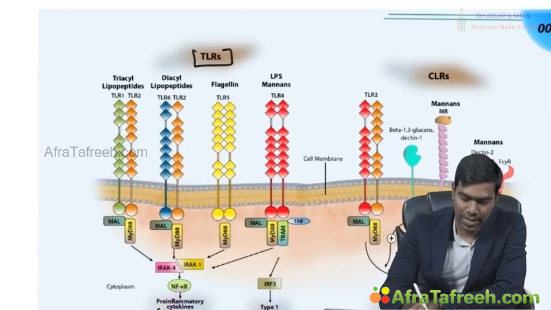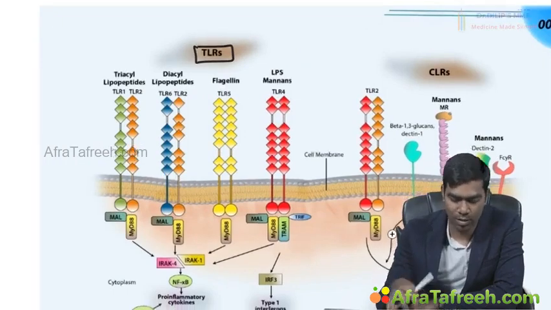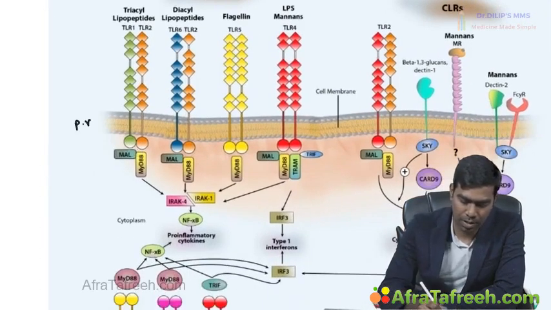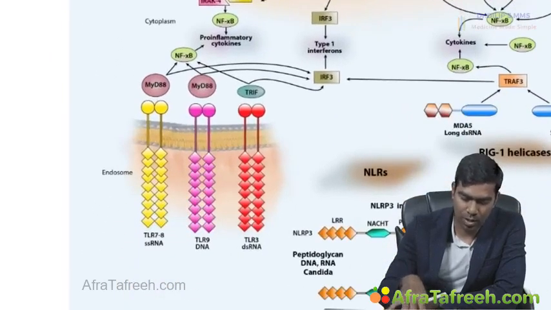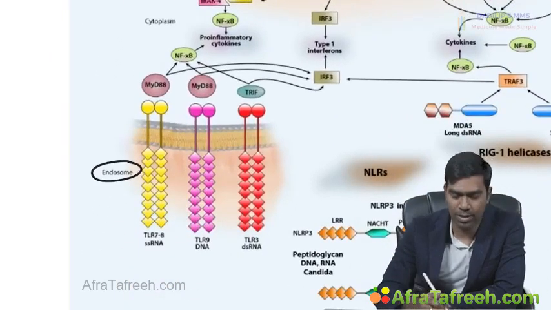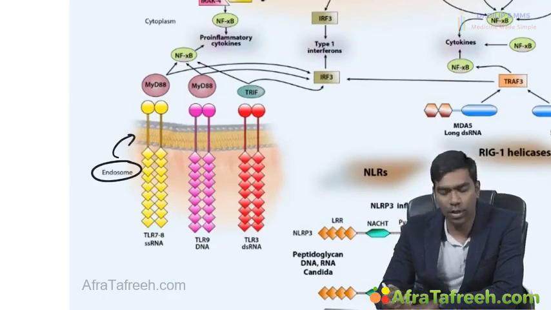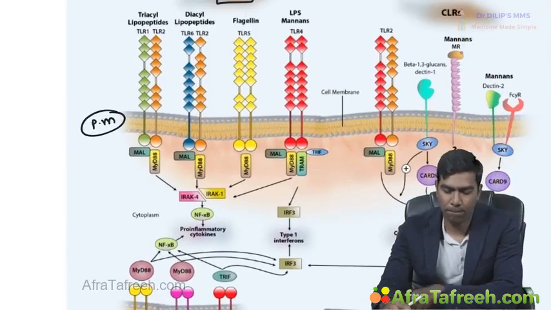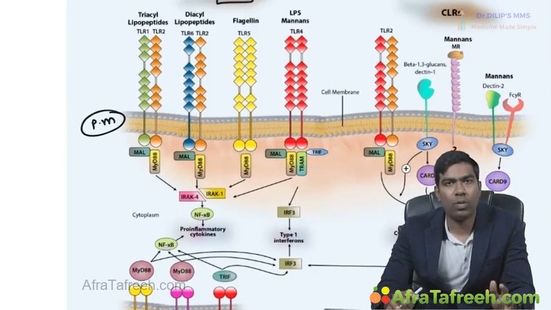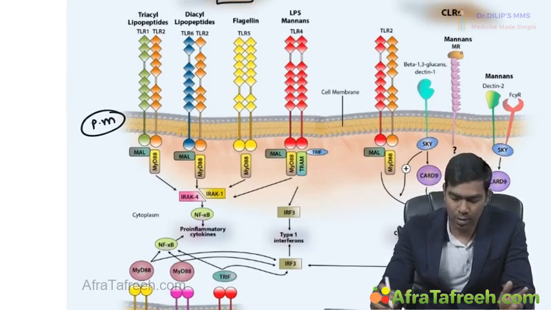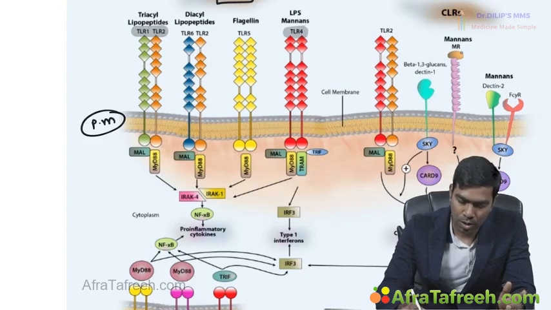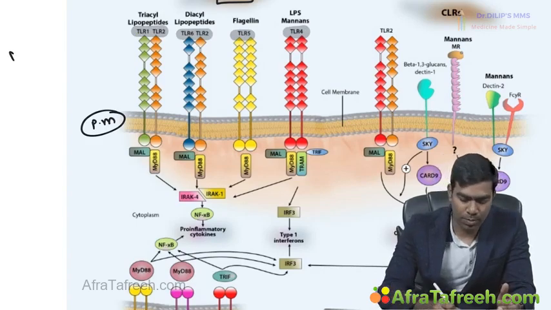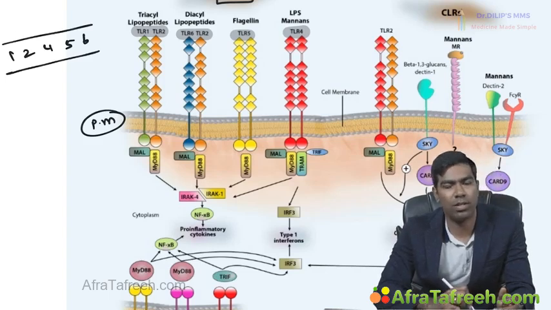You can see TLRs can be present in two areas, one on the plasma membrane or the cell membrane, and second, they can be present on the endosome also. So what are the Toll-like receptors that are present on the plasma membrane? You can see 1, 2, 4, 5, 6. All these are going to be present on the cell membrane.